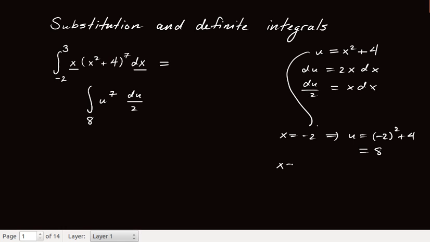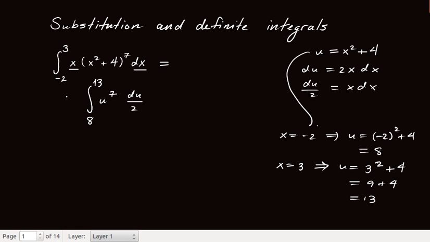Similarly, an x equals 3, that upper limit of integration, now becomes a u equal to 3 squared plus 4, which is the same as 9 plus 4, which is equal to 13. So in terms of the u variable, the limits of integration are different. They're now 8 and 13, whereas they used to be minus 2 and 3.